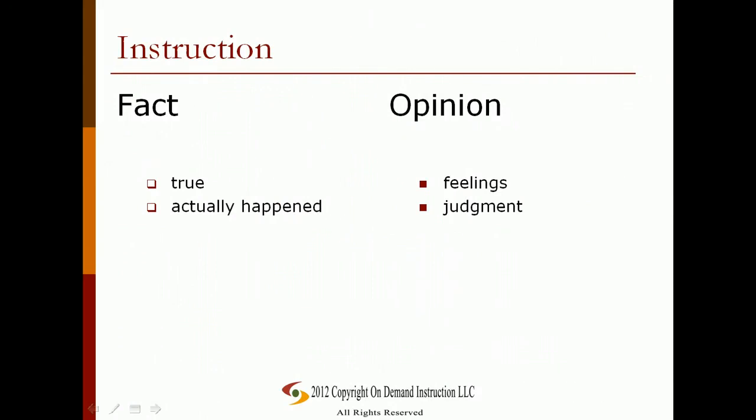Let's discuss fact and opinion. A fact is something that can be verified as true or something that actually happened. An opinion is someone's feeling or judgment about something. If a speaker identifies something he or she says as an opinion, then you know that you are not expected to believe it as a fact. The speaker must support the opinion with pertinent facts to make it valid or believable.